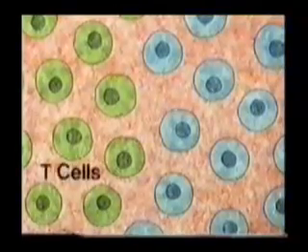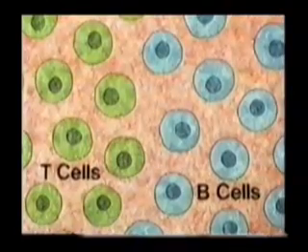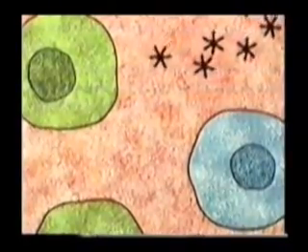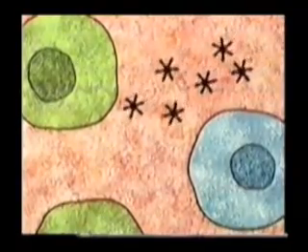Stem cells in the bone marrow give rise to two types of lymphocyte, T cells and B cells, which have different functions in the adaptive immune response. An antigen which enters the body triggers the adaptive immune system by stimulating T and B cells which are committed to respond to that antigen alone.